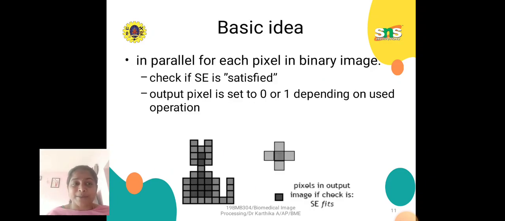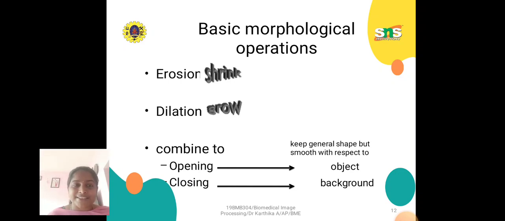In parallel, for each pixel in the binary image, check if the SE is satisfied. The output pixel is set to 0 or 1 depending upon the operation used. Pixels in the output are white where the SE fits. If the SE does not fit, we apply either erosion or dilation, either of the morphological processing operators. Erosion means shrink, dilation means grow. Okay, opening and closing of objects we also have to consider. Actually, we keep the general shape but smooth it, with respect to the object and the background.